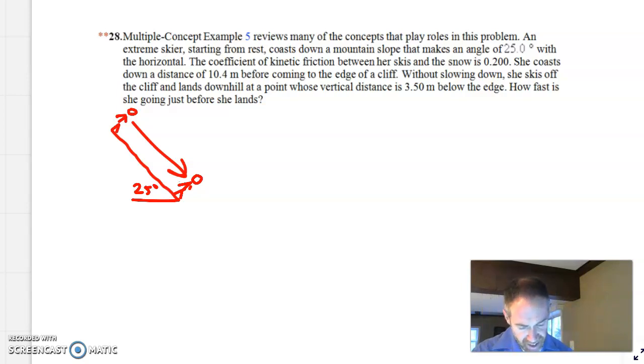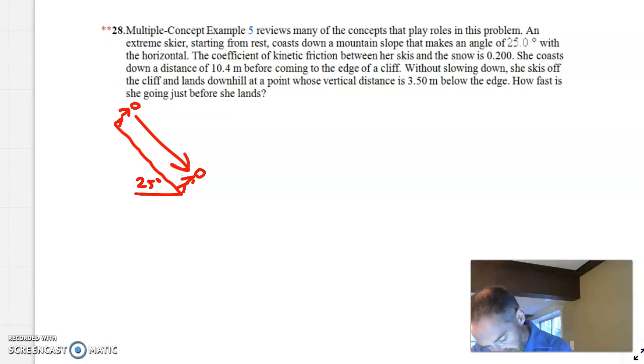So then if you read on, it says, without slowing down, she skis off the cliff and lands downhill at a point whose vertical distance is 4.3 meters below the edge. So she comes off the cliff and she ends up landing down here. And I don't really know where she's going to come off at this angle. This is what her initial velocity in the air is going to look like. But then she's going to start curving like this, and she's going to end up at a spot down here like this.